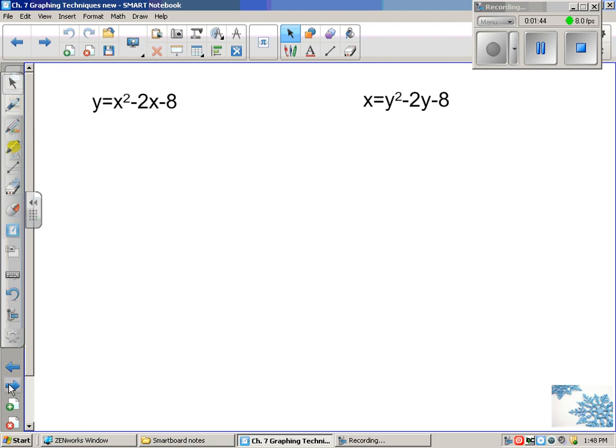One, of course, says y equals x squared minus 2x minus 8, and the other one says x equals y squared minus 2y minus 8. So the only difference that you see is that the x and the y are switched around.